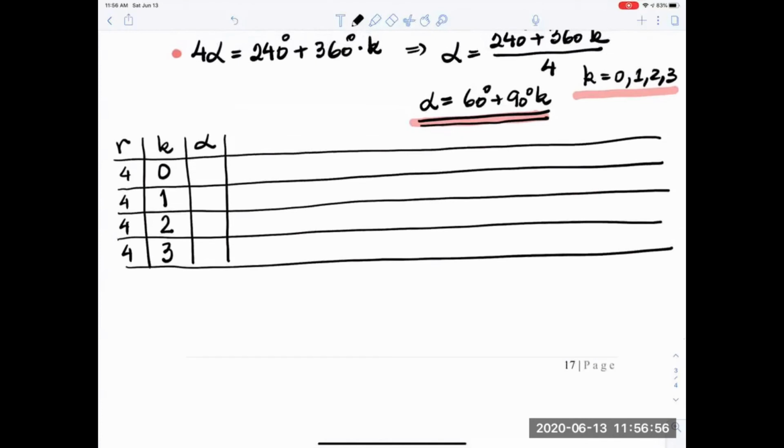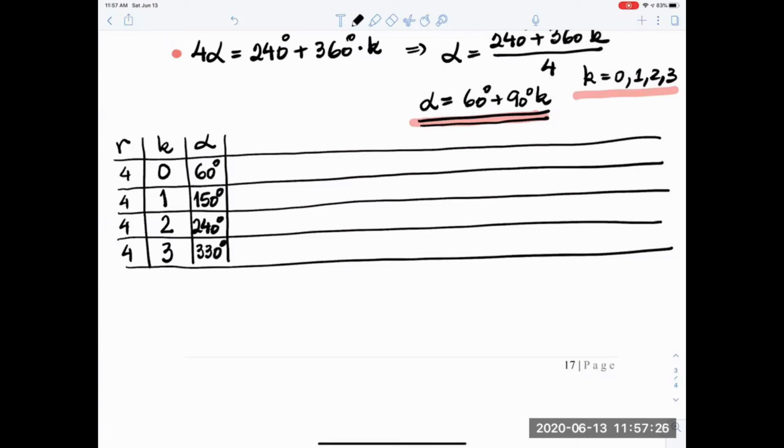So now let's plug in. If k equals 0, this angle alpha is 60. If k equals 1, 90 plus 60, that's 150. If k equals 2, that's 180 plus 60, that's 240. And then if k equals 3, that is 330.